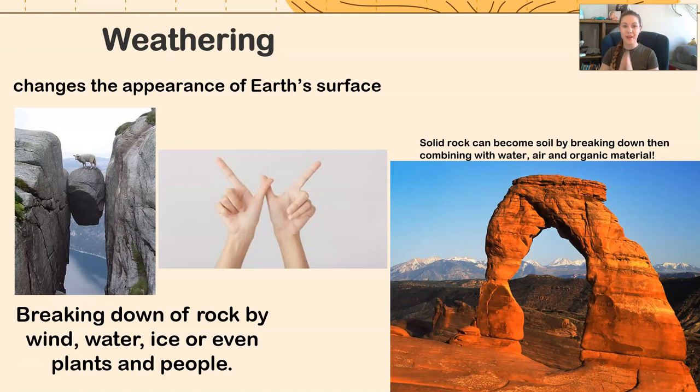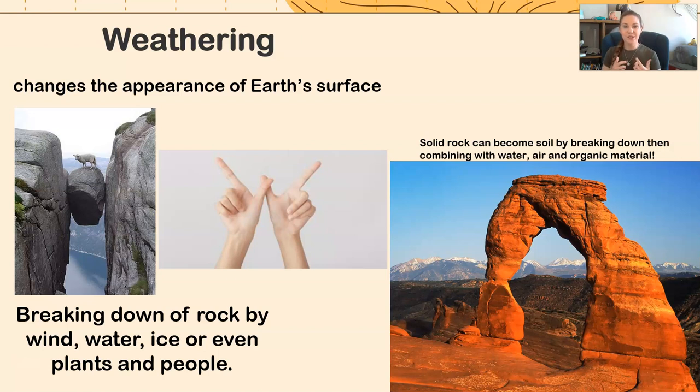So we're talking about weathering first. And remember, weathering is changes in the appearance of the Earth's surface, okay? Specifically, weathering is the breaking down of rock by wind, water, ice, even plants and people, okay? Weathering is the breaking down of rock.